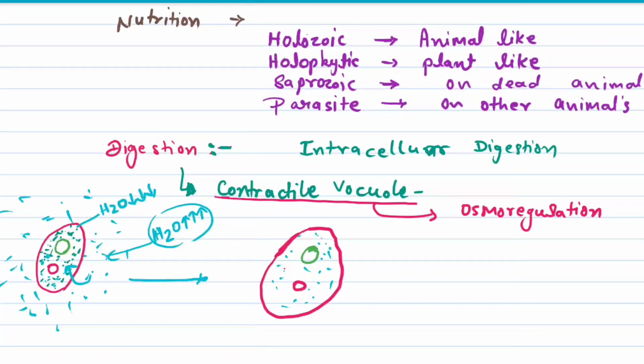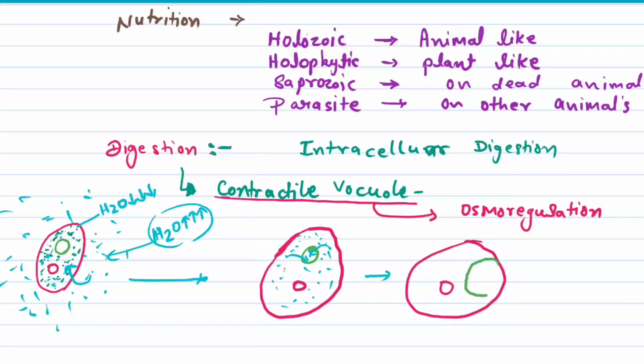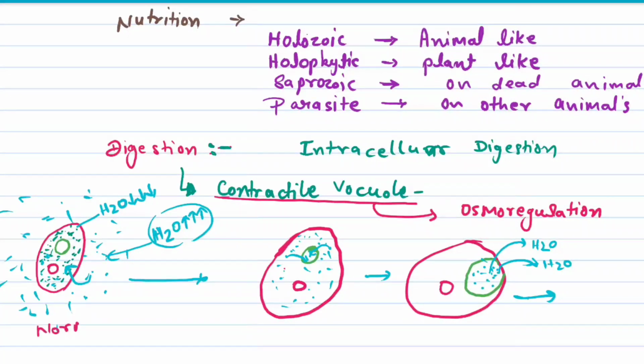These water molecules are taken in by the contractile vacuole. So again, this is the cell, this is the nucleus, and this contractile vacuole takes in the water, takes the whole water inside the contractile vacuole, and excretes out the water molecules. So again it maintains the proper, normal size of the cell by the help of the contractile vacuole.